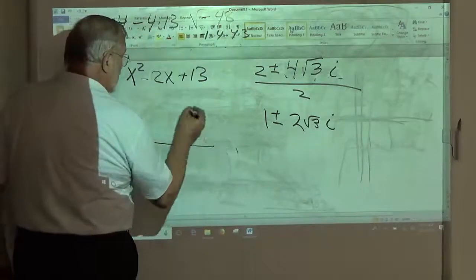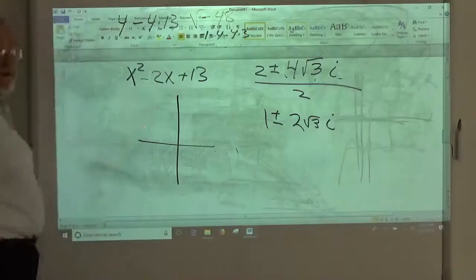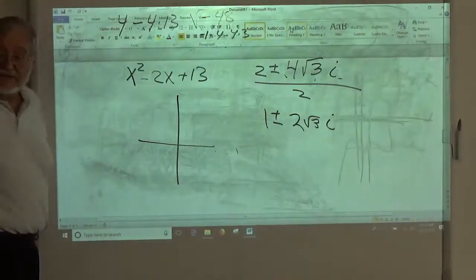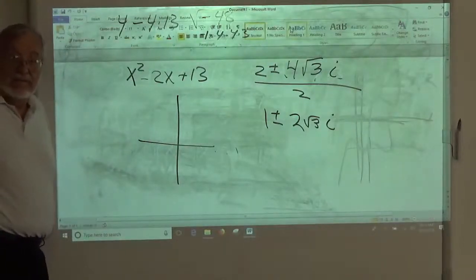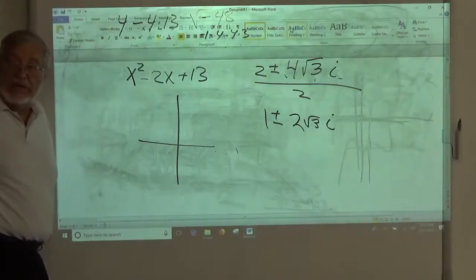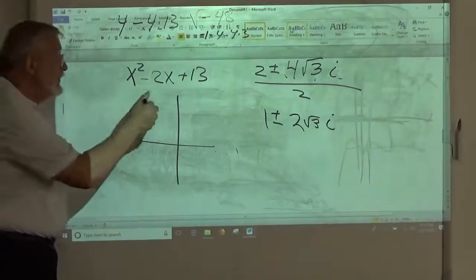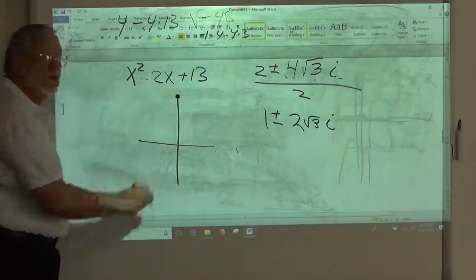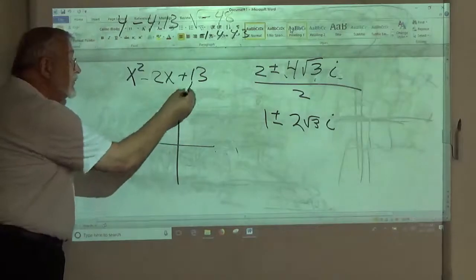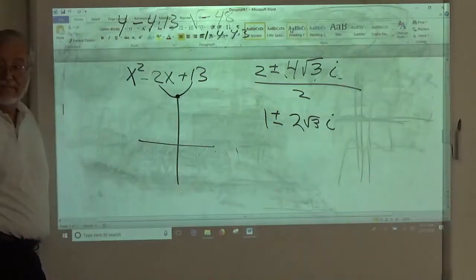Okay, so what does that tell us about this? Does this quadratic cross the x-axis? If there are no real solutions, it does not cross the x-axis. What happens when x is 0? y is 13, it's way up here. And it opens upward.